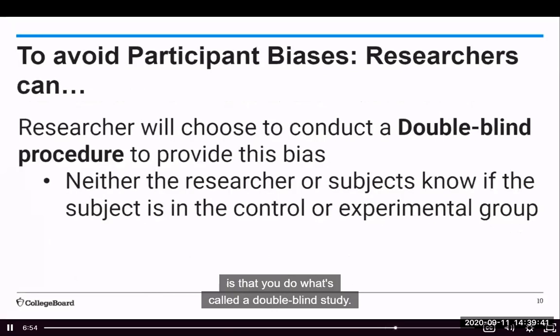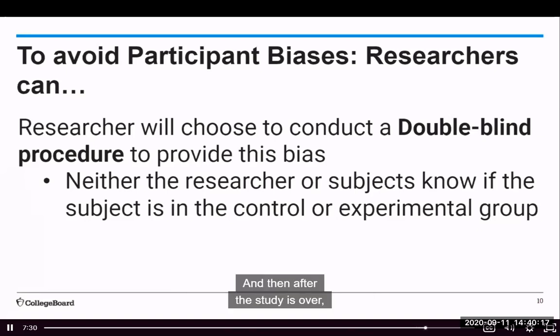So how do you get around experimenter bias, not participant bias? You do what's called a double-blind study. A double-blind procedure is one where neither the researcher nor the subject knows who is in the control group or the experimental group. Oftentimes my students say to me, Miss Austin, well then how does anybody know what's going on? Usually the experimenter pulls himself out and his team assigns the control group and the experimental group to the subjects anonymously. The subjects know whether they are in the study, but they don't know whether they are in the control group or the experimental group.